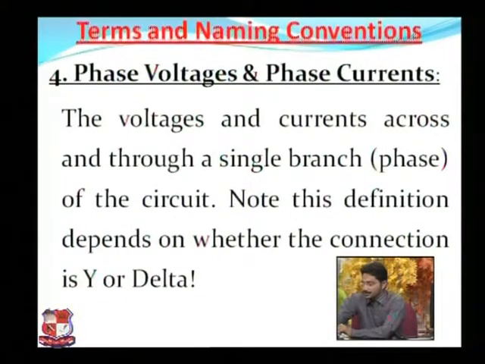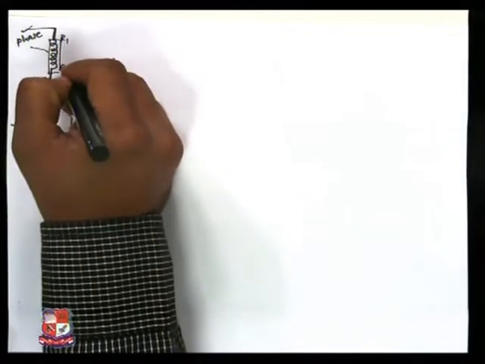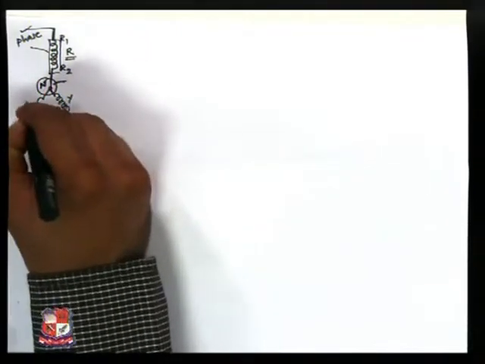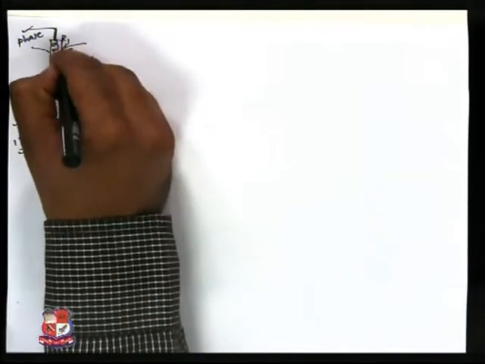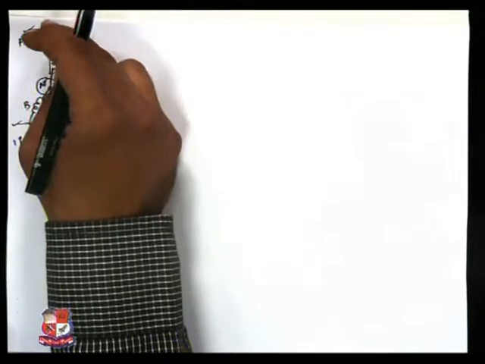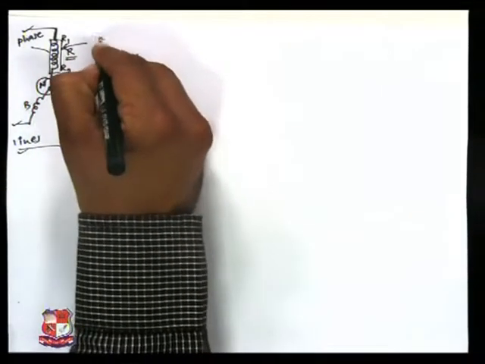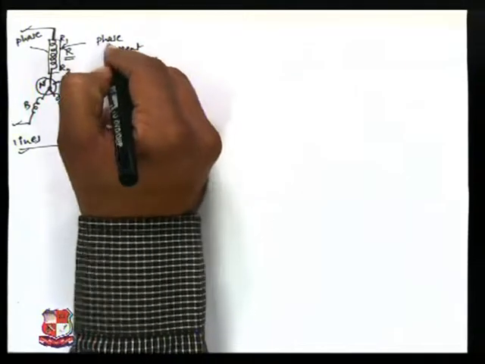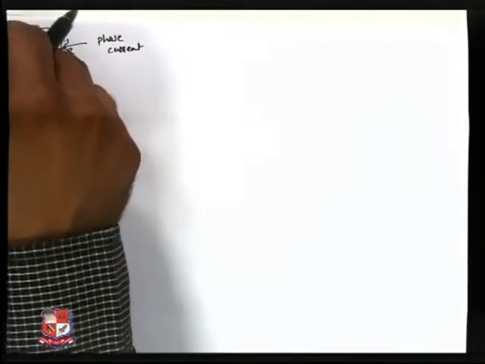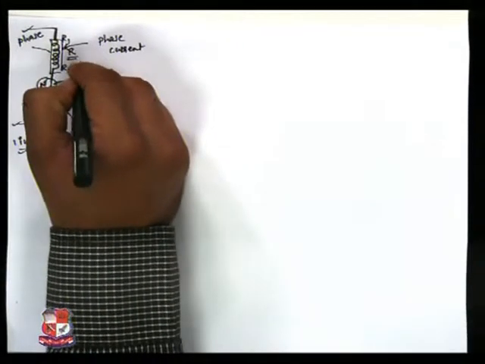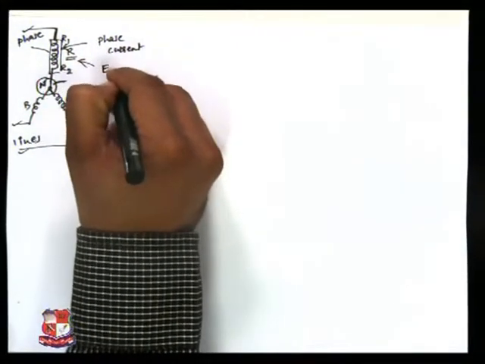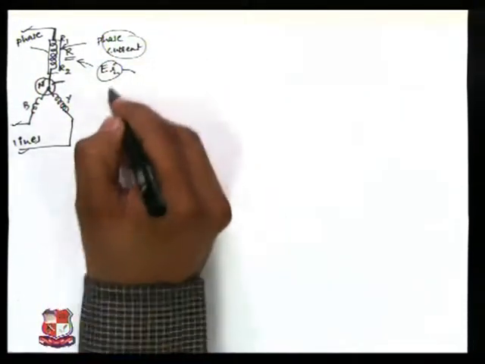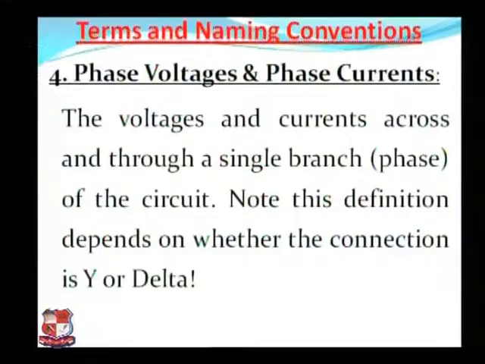So here, if this is the phase R1 and R2, this is phase R, this is Y and this is B. Across R1 and R2, whatever current passes through it is known as the phase current, and due to that current and the resistance of that coil, the voltage generated across it is called ER. So this is called the phase current and this is called the phase voltage.